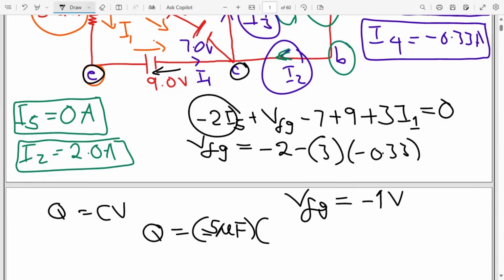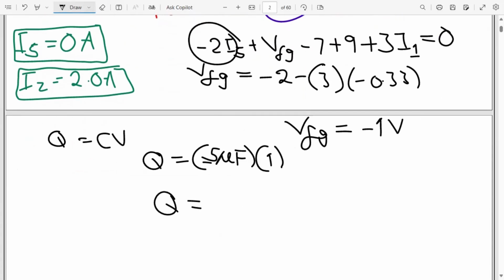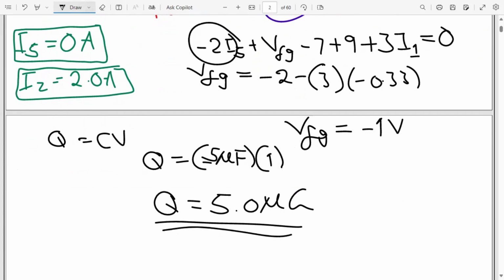And which voltage are we going to use? We're going to use the voltage that we've calculated, 1. And therefore, Q will be equal to 5.0 microcoulombs. And just like that, ladies and gentlemen, we are done with question 1. We can now move on to question 2.